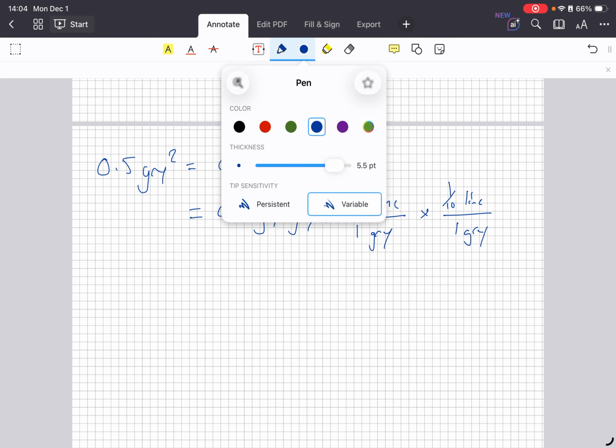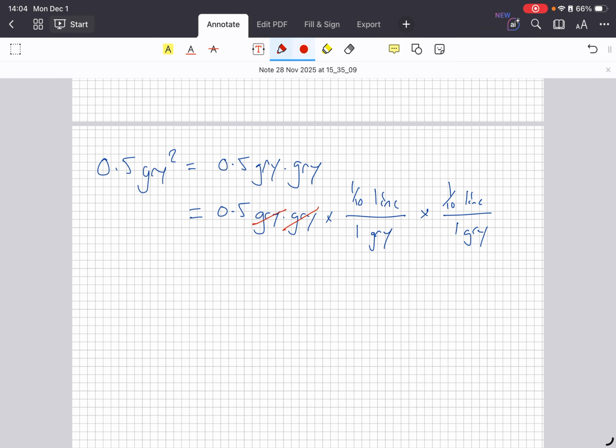Okay, and when we do that, we'll get some cancellation in the units. So the grais here and here cancel with the grais there and there. And if we now multiply the numbers together, it'll be 0.5 times 1/10 times 1/10 lines squared. And so we can write that as 0.5 over 100 lines squared, which is just 0.005 lines squared. Okay, so we've converted from grai squared to line squared.